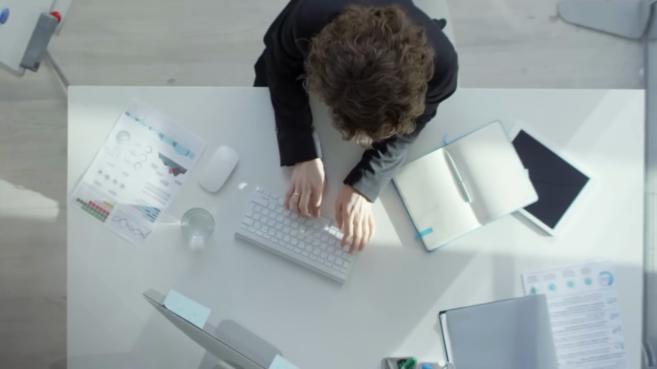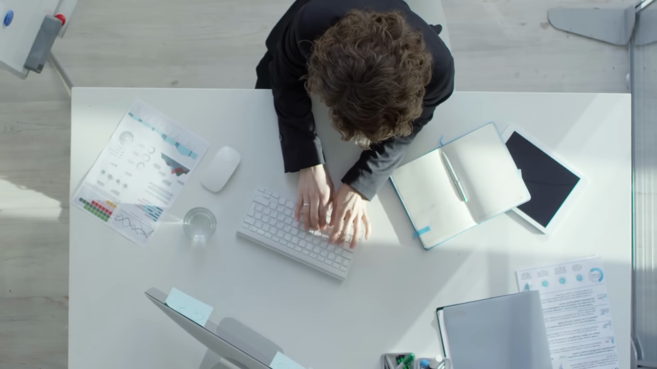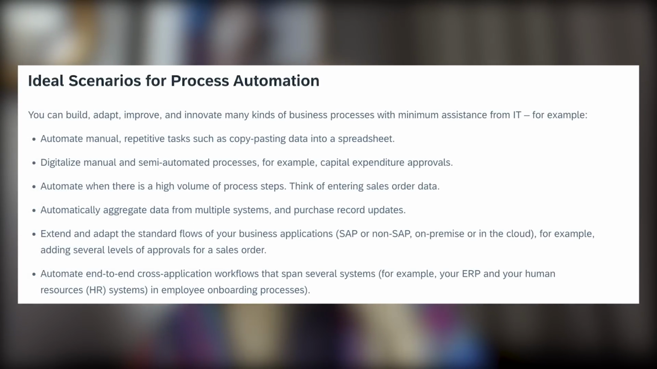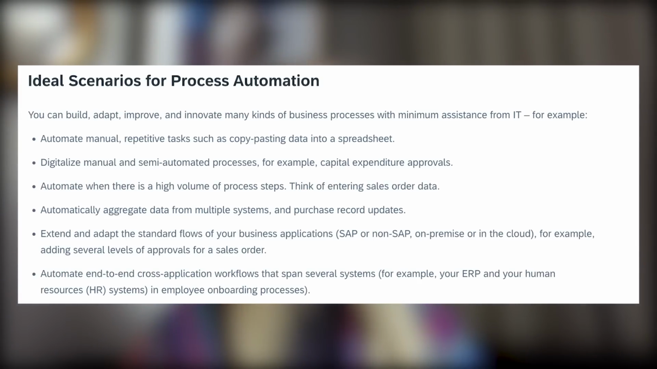Anyways, I just mentioned automation. What really is automation? What does that even mean? And why is it important in the idea to final product for the app? When you are building, you want to ensure you can automate as many processes as possible, because at the end of the day, if you can save time where you are building and thinking and have processes automated for you, it's going to save you a lot of money as well. So let's go here, as you can see some examples. Automate manual, repetitive tasks such as copying and pasting data into a spreadsheet. Another one being digitalize manual and semi-automated processes such as capital expenditure.